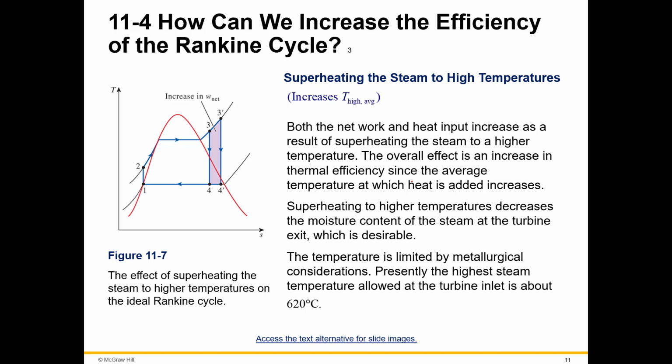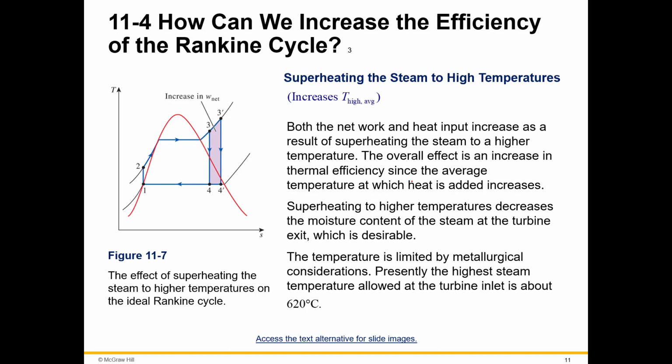On the other hand, if you superheat the steam to a high temperature, both the net work and heat input increase as a result of superheating the steam to a higher temperature. The overall effect is the increase in thermal efficiency, since the average temperature at which heat is added increases. Of course, because you have more energy to transfer. Superheating to higher temperature decreases the moisture content of the steam at the turbine, which is desirable, because then we have less degradation.